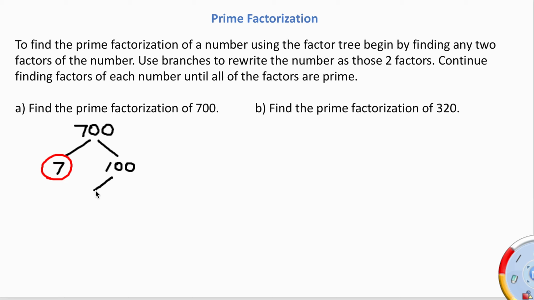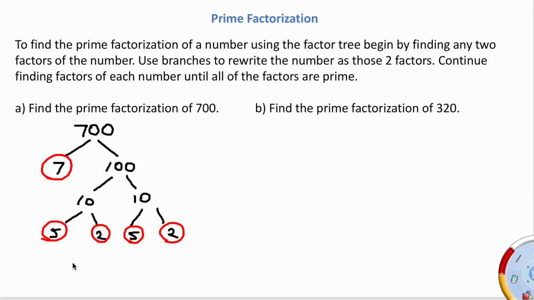Then you keep going with the other numbers. So 100, what about 10 times 10? You could put 50 times 2, you could put 25 times 4, whatever you think of, everybody in the end will get the same answer. Now, neither of these are prime, so I keep going. So 5 times 2 and 5 times 2. And notice every one of those is a prime number.